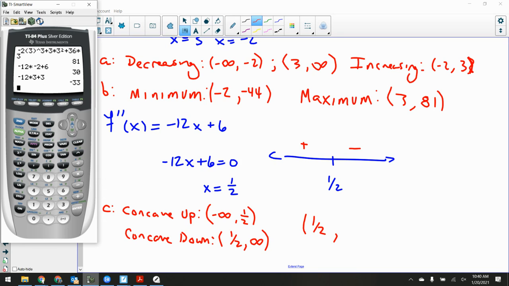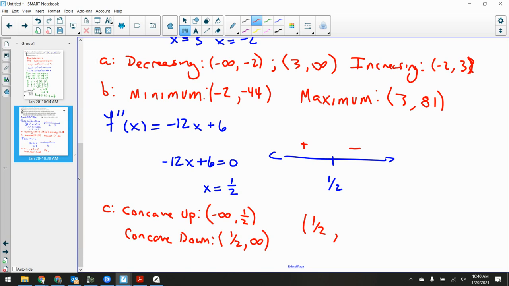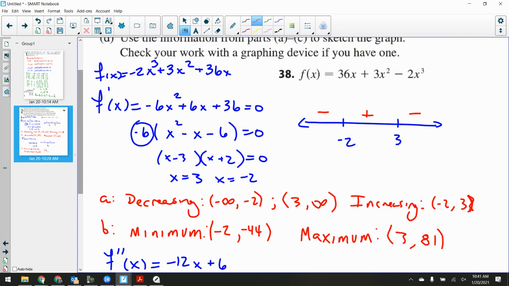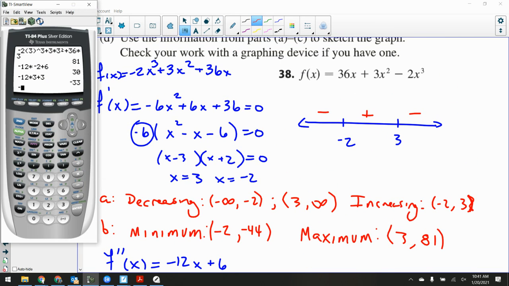See, same thing here. I know there's an inflection point at 1/2. I'm going to see where that inflection point actually exists. So I'm going to go back into my original and say, okay, -2 times.